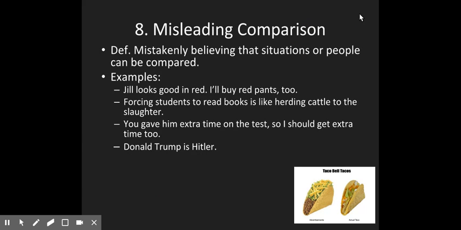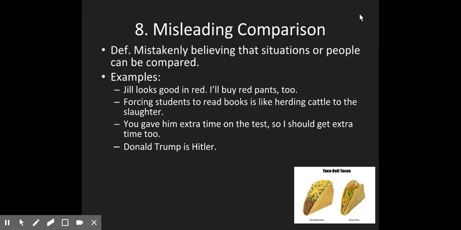All right. This is called misleading comparison. It's when you compare 2 things that really have no business being compared. So Jill looks good in red, but maybe Jill's a supermodel. So I'll buy red pants too. Well, that's probably not going to work out as well. Okay? Forcing students to read books is like herding cattle to the slaughter. Well, that's extreme. Students are not cattle.